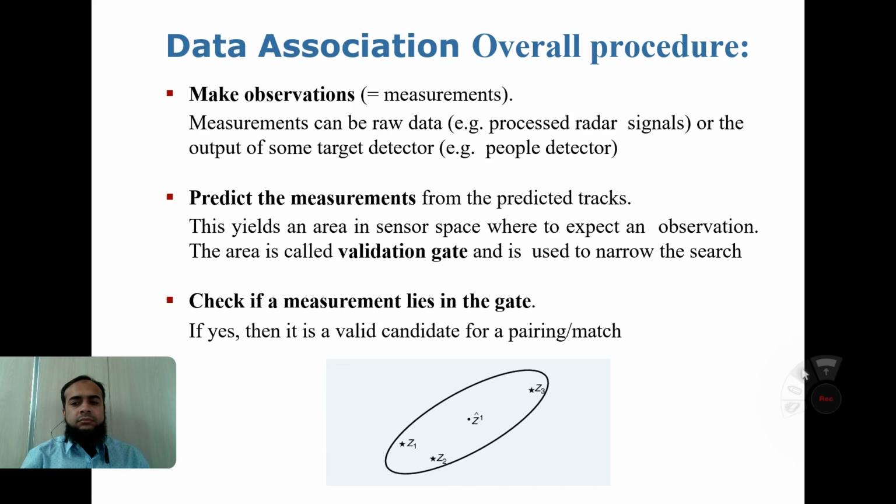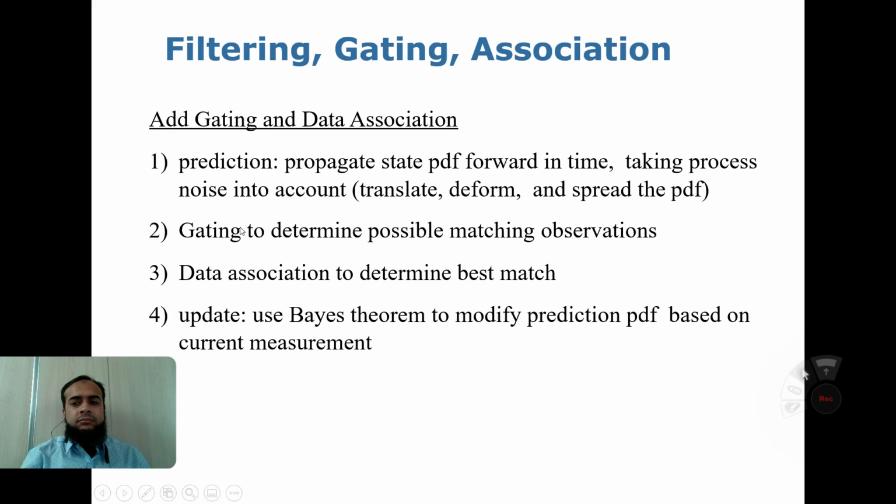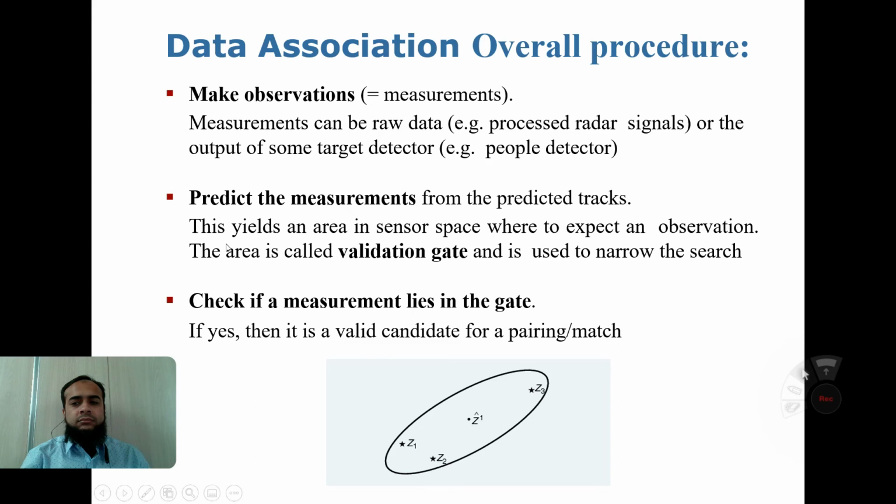So this gating is like the validation gate. We choose the selected measurements. Those selected measurements are called the validation measurements, and we check if a measurement lies in the gate or not. If yes, then it is a valid candidate for pairing and match. After this step, data association is applied. Data association will select and associate validated measurements to the tracks.